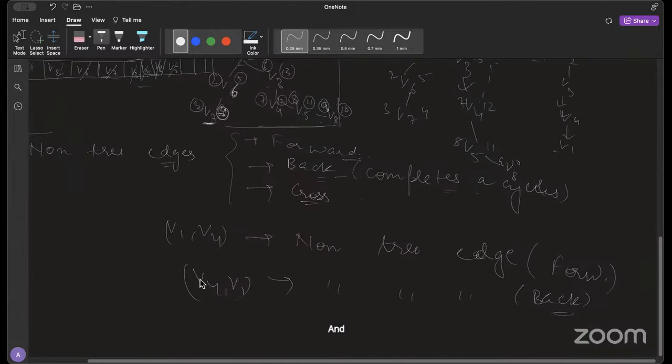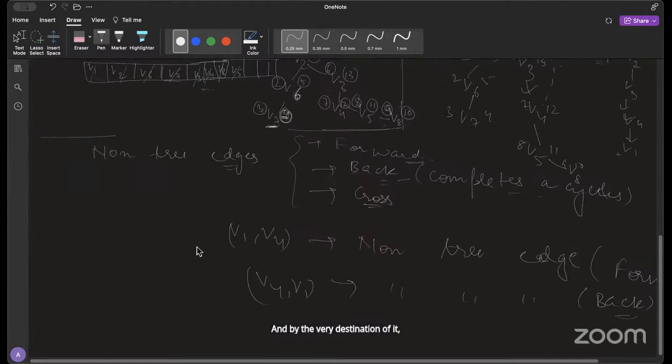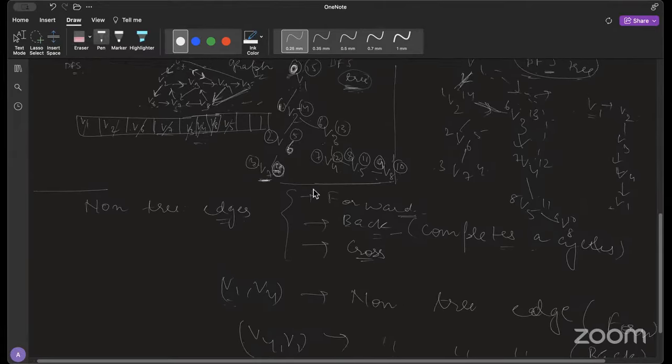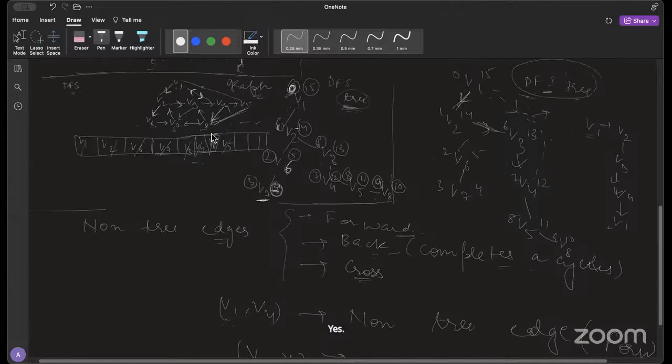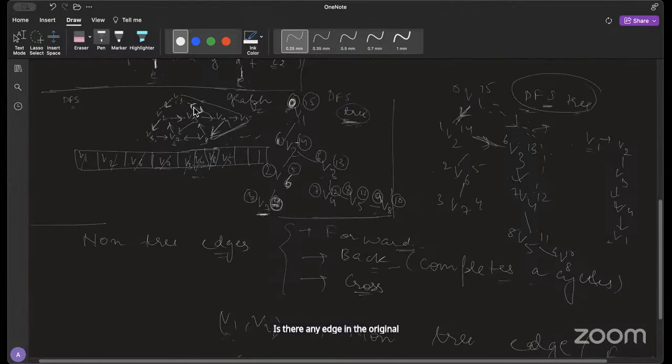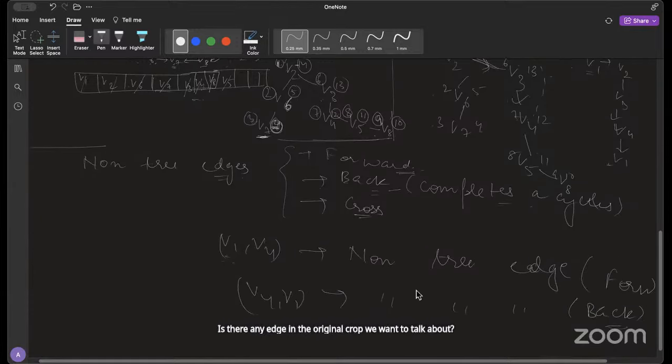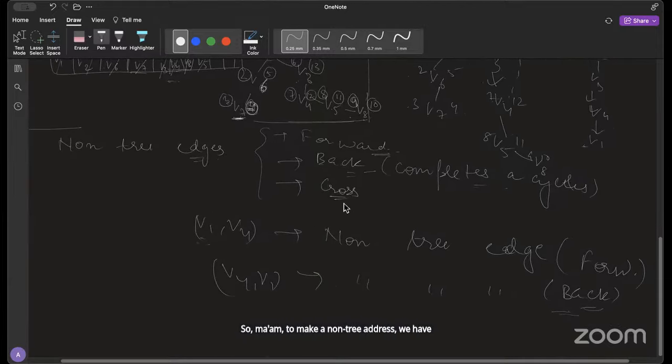And by the very definition of it, how do we identify it? We identify it in this manner. Is there any edge in the original graph V1 to V4? Yeah, I've drawn it later for people to understand. So to make non-tree edges, we have to see the reference from the original graph.